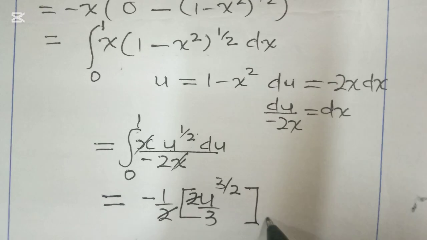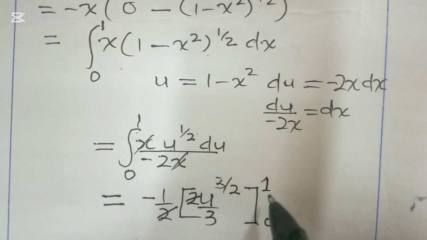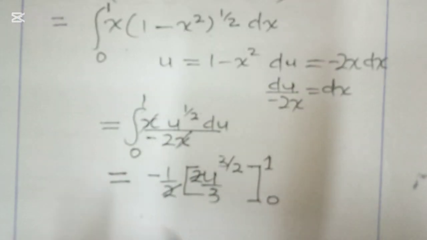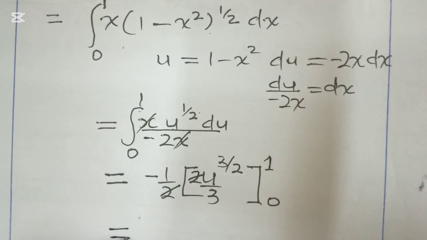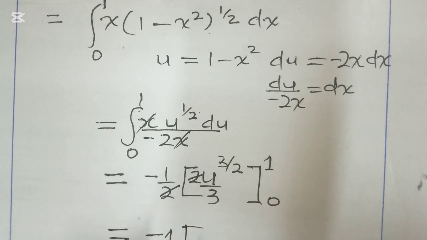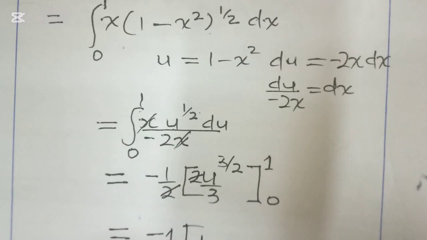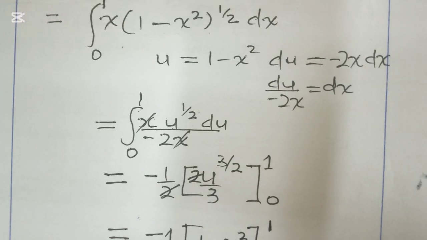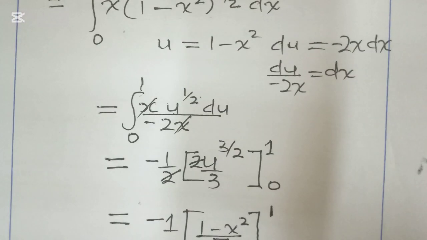And our limit is 0 to 1. But remember, these limits are with reference to the function of x. And so we have to substitute back to x our u. So we are going to have now u, we said it's 1 minus x squared, like that. So this is what we have from now 0 to 1. And here we have 3. All of this is supposed to be 3.